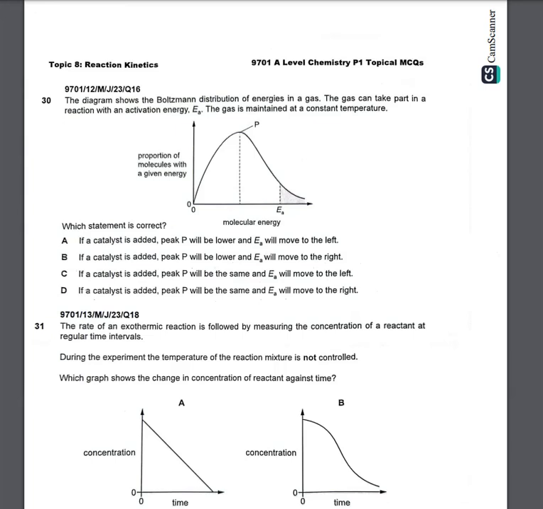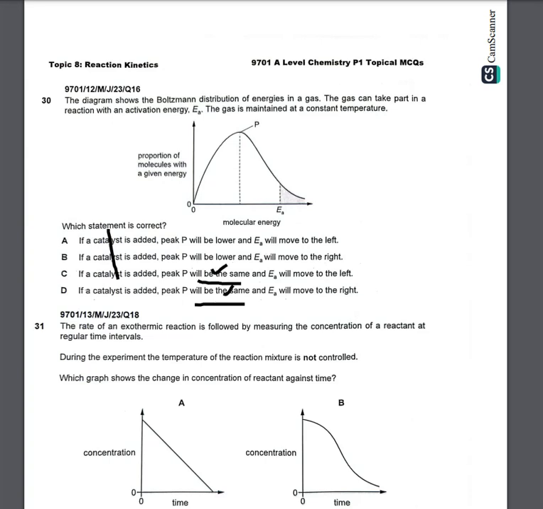The diagram shows the Boltzmann distribution of energy in the gas. The gas can take part in the reaction with activation energy. The gas is maintained at a constant temperature. Which statement is correct? Okay, now you are adding a catalyst. So the peak will be the same. Yes, the peak will be the same.